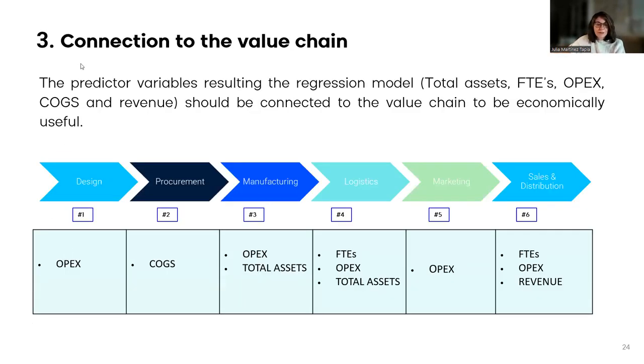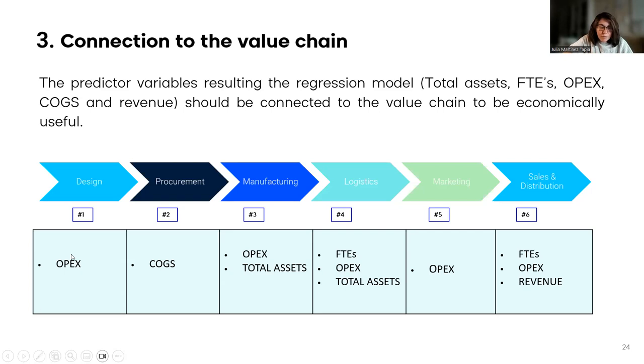So that would be the third part of the analysis, which is to connect the result of the linear regression analysis to the value chain. As a result of the linear regression analysis, we've got six variables that have a significant impact on the EBIT according to the model. So these are predictor variables according to our model. And the idea now is to link or allocate these predictor variables to each part of the value chain in the fashion apparel industry, to put different weights on each part of the value chain of the industry.